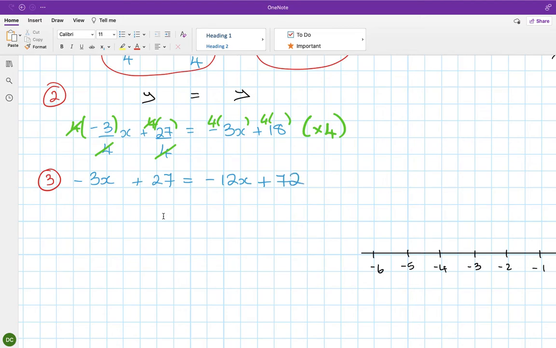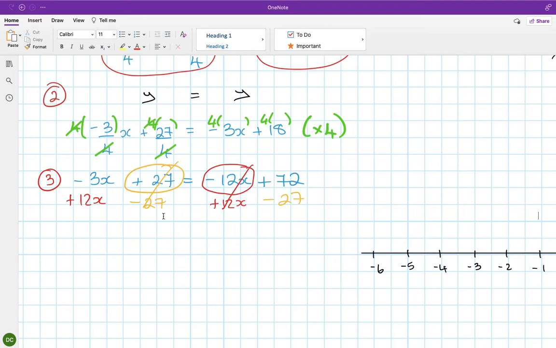Okay, now I'm going to gather. It doesn't really matter, but I'm going to bring the x's left, and I'm going to bring the numbers to the right. So this is meant to be on the left, so I'm going to plus 12x to get rid of it from this side, and I'm going to plus 12x to bring it over to the other side. This one is in the wrong place, so I'm going to minus 27 to get rid of it from that side. And then I'm going to minus 27 to bring it over to the far side.